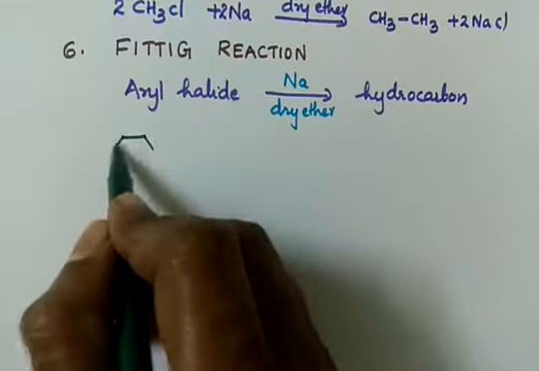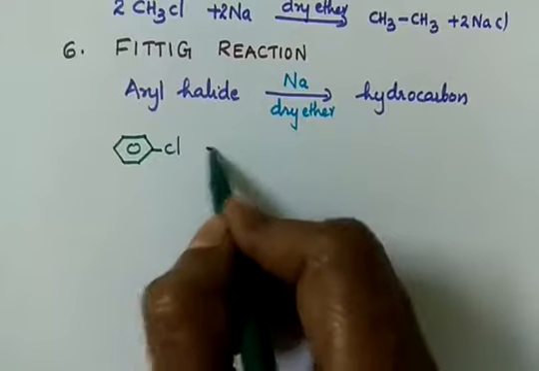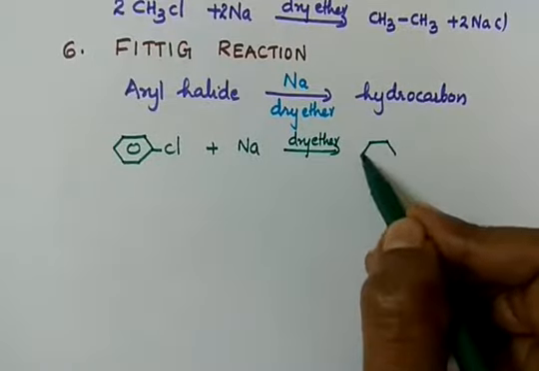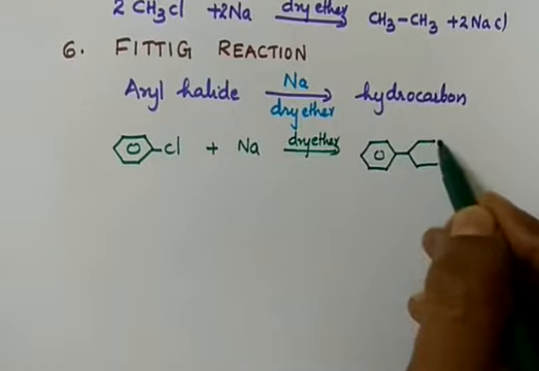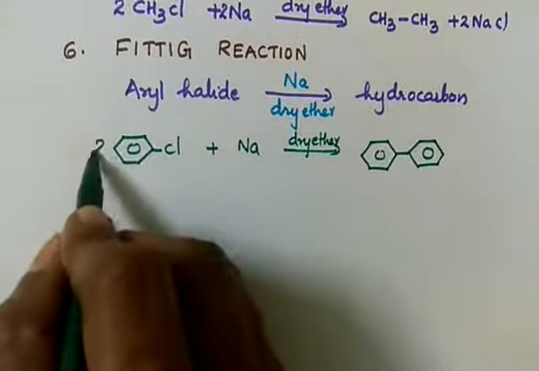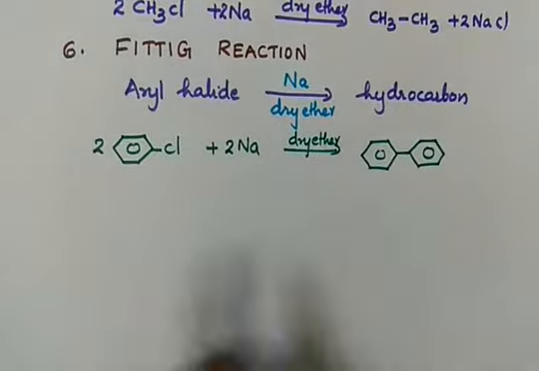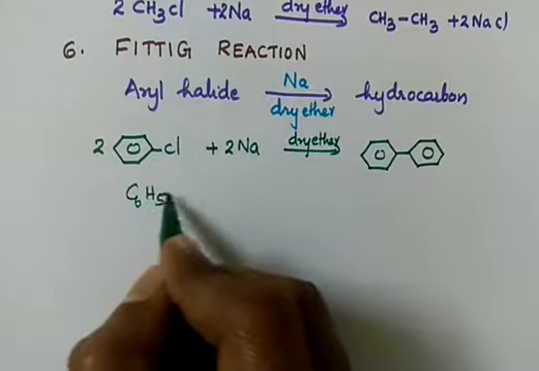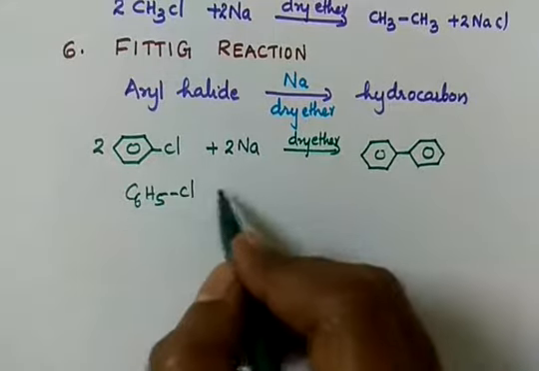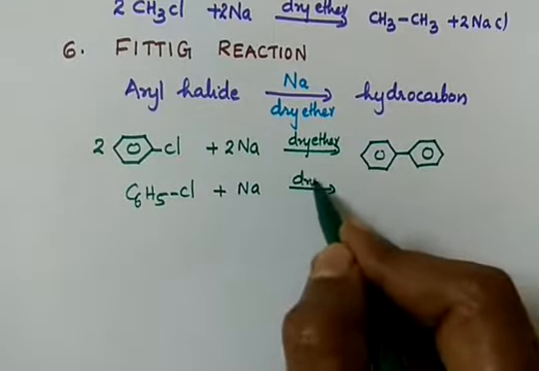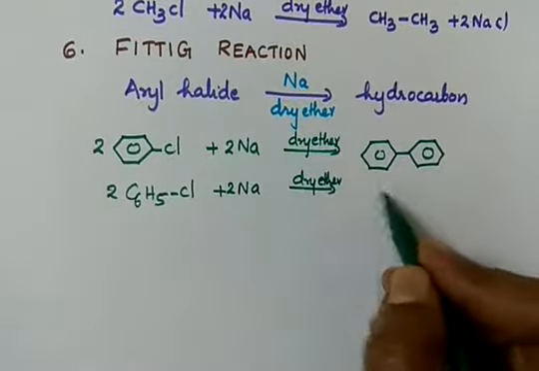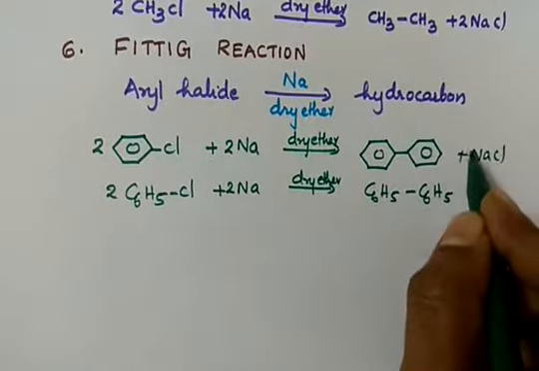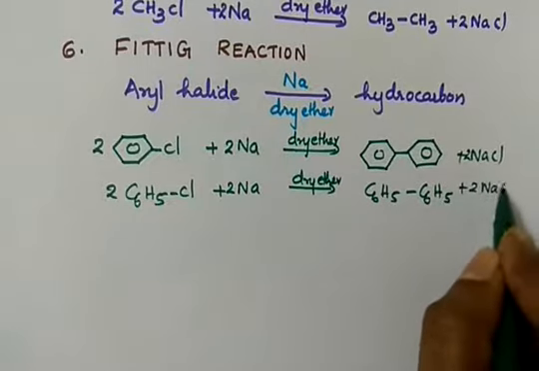For example, chlorobenzene is heated with sodium in dry ether and gives biphenyl. 2 moles of chlorobenzene and 2 sodium react together and give biphenyl. You can write this as C6H5Cl in ring form, or like this, C6H5Cl, on treating with sodium in dry ether. Here 2, here also 2. So it gives C6H5-C6H5 plus 2NaCl.